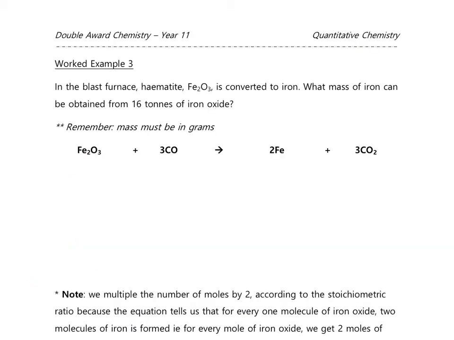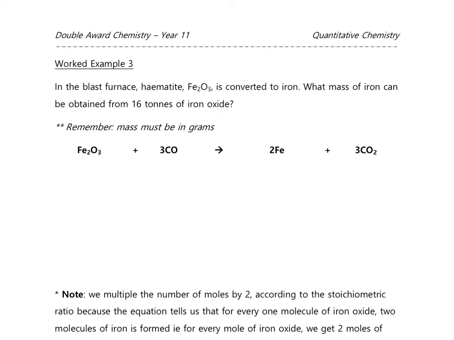Over now onto page 18 for the next example, worked example 3. And this is going to be an example where my stoichiometric ratio, or my balancing number ratio, is not 1 to 1. So there's a little bit of an extra step here. Okay, so we're told in this question that iron oxide, Fe2O3, or hematite is the name of the ore, is converted to iron, and we're asked what mass of iron can be obtained from 16 tonnes of iron oxide.